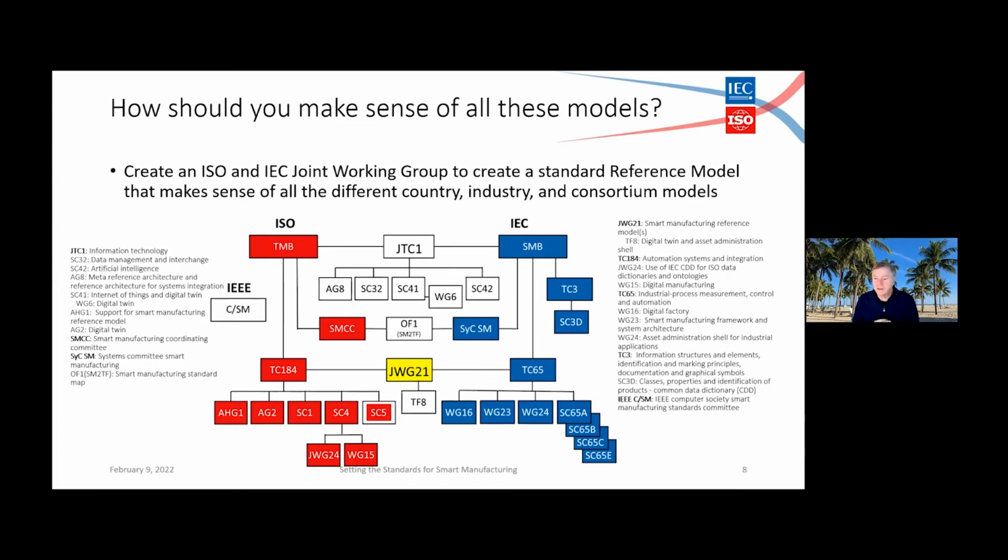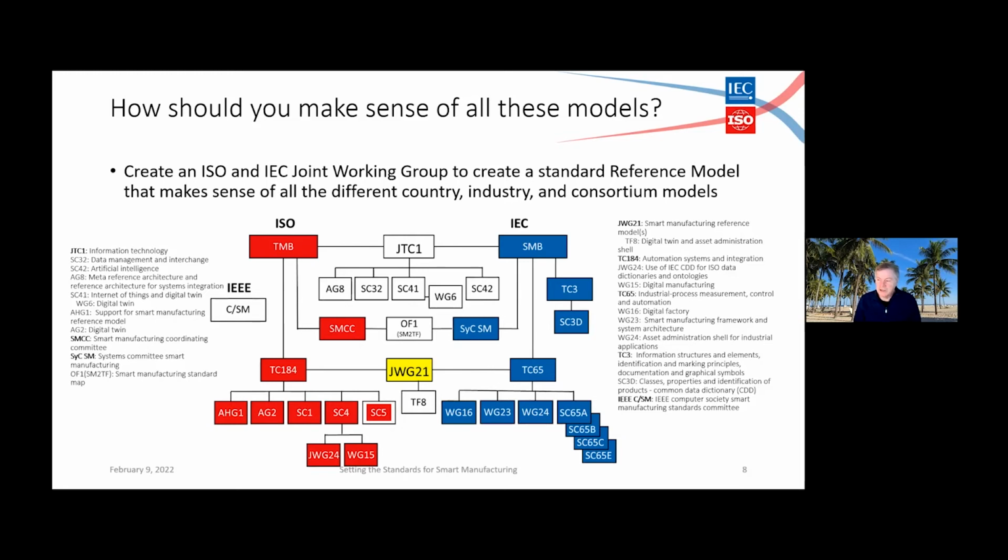And then there's also another coordinating committee, the SMCC. So there's a committee between ISO and IEC, JTC 1, but at the same time there's also the Smart Manufacturing Coordinating Committee in ISO. There is in IEC an equivalent called the SyC SM, the System Committee for Smart Manufacturing. And if you look at that, they have TC 1, TC 65, several different groups underneath there working, again, on digital factory, digital twin, asset administration shell, multiple other standards.